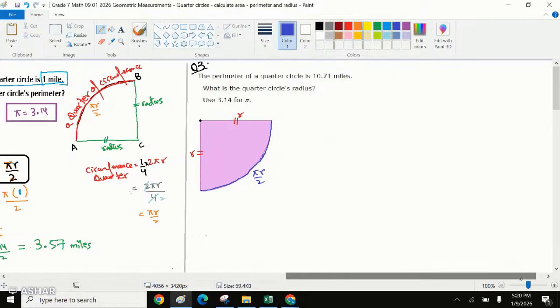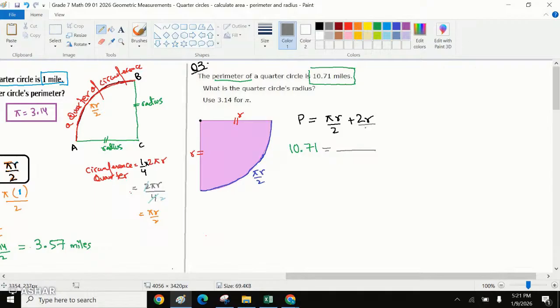Okay, so can we say the perimeter would always be equal to pi r upon 2, the outer part of the circumference, plus twice the radius? But in this question, they have given us the perimeter. So can the perimeter be replaced by 10.71? Right? But before doing that, we need to simplify on the other side.